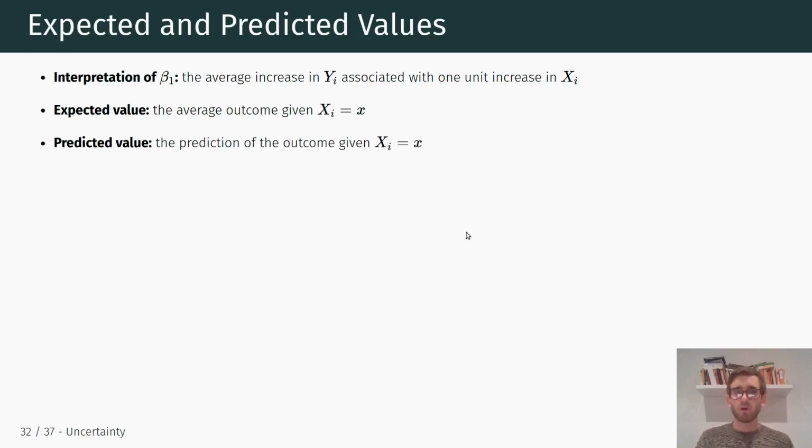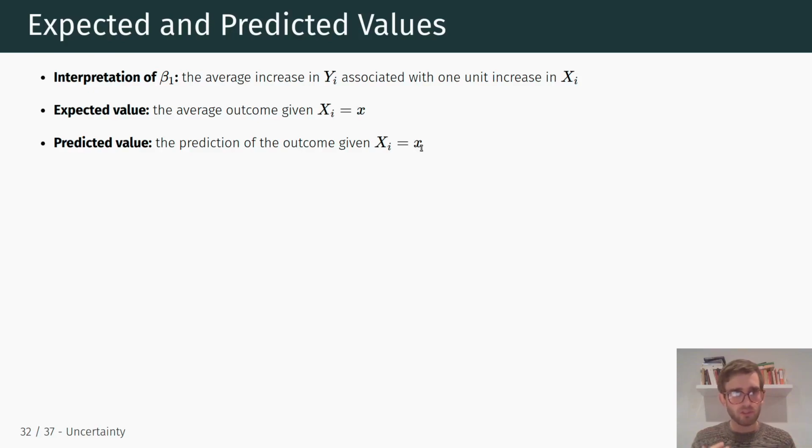In general, one key distinction that we have to make is between expected values based on our model, which is the average outcome in yi, given that xi is equal to some scenario value x. So that's the expected value, basically assuming the point estimates of our model, and then we have the predicted value, which is the prediction of the outcome given that xi is equal to x, right?